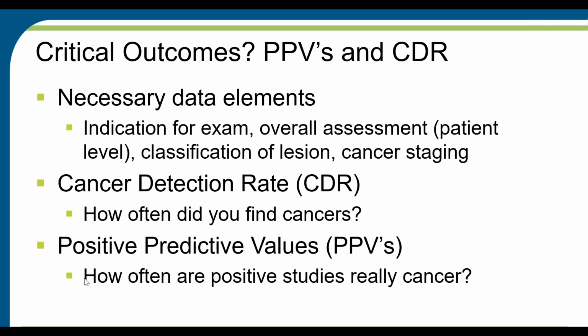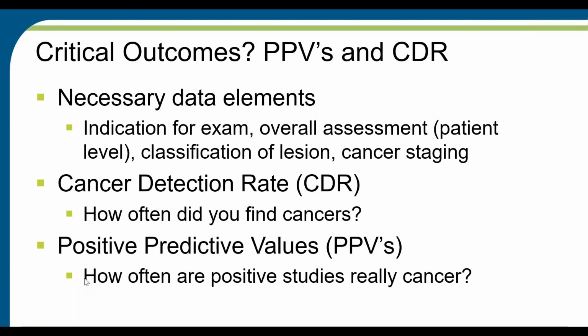So, critical outcomes. We need key data elements. These should, in general, be required. Indication for exam: was this a screen? Did the patient have symptoms? Critical is the BI-RADS overall assessment. Was it a recall? Abnormal? Was it normal?